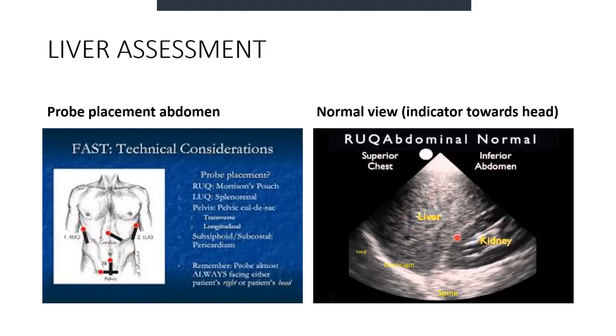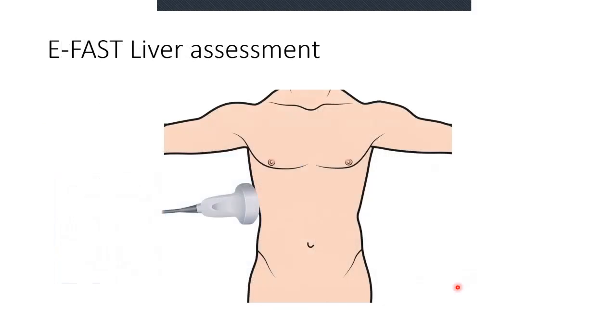So this is what a typical liver looks like. This is what the kidney looks like. Here we have the diaphragm, here we have the lung, and here we have the spinal stripe as well. So that's normally what you are supposed to see. Now we're going to watch a little video on this. Okay.